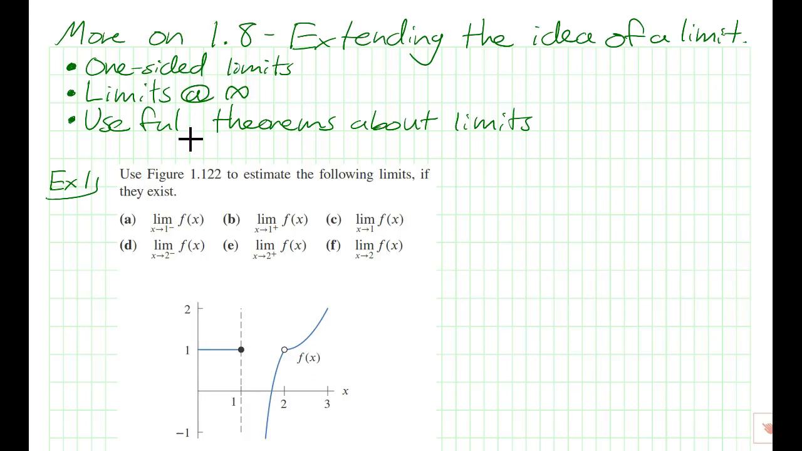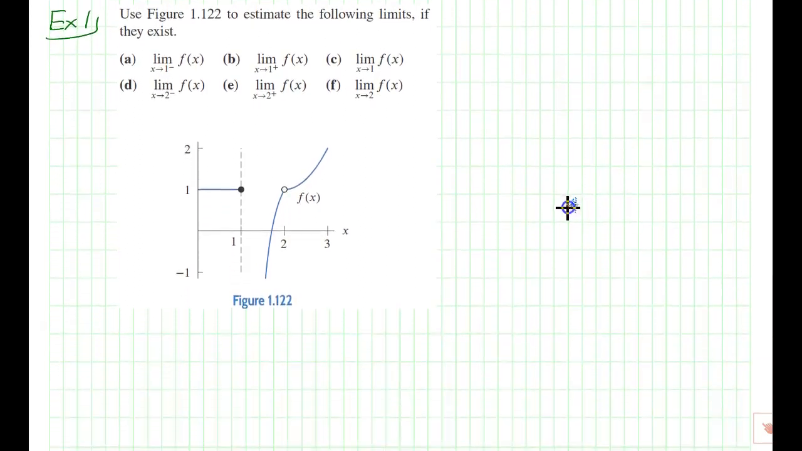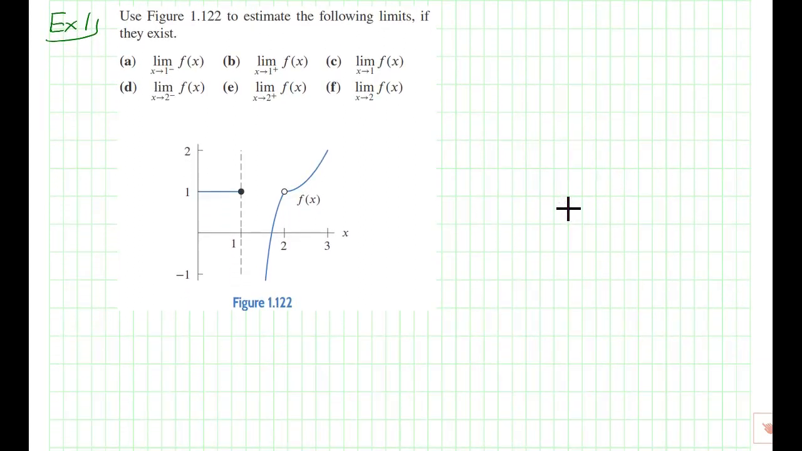First of all, one-sided limits, that's what we're looking at with this first example here. One-sided limits are where we either approach from the left, which has this little minus symbol here, or we approach from the right, from the positive side, which has this little plus symbol.